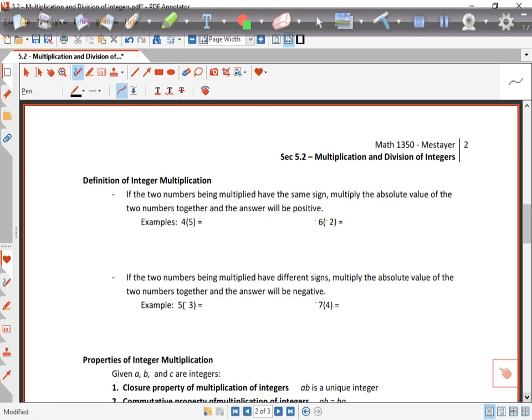Okay, next, the rules for multiplication. If 2 numbers being multiplied have the same sign, we're going to multiply the absolute values of the 2 numbers together, and the answer will be positive. So 4 times 5 would be 20, same sign, so positive. Negative 6 times negative 2, same sign, so we do 6 times 2 is 12. The answer is positive.